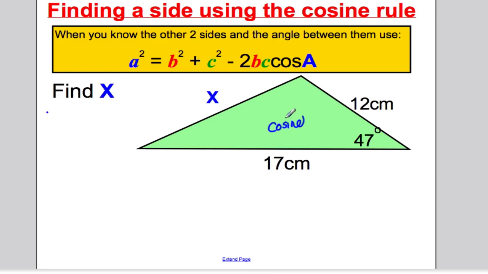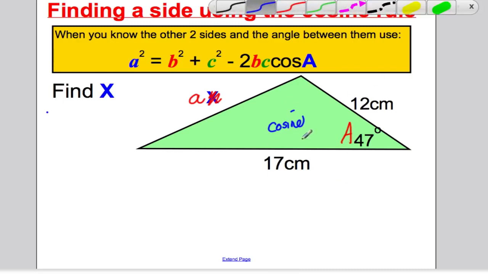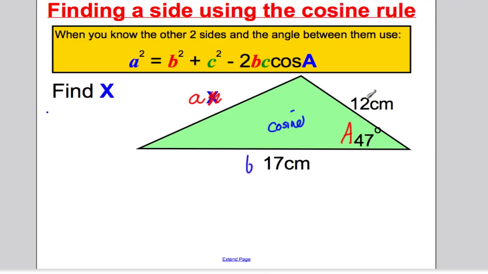It has to be. Now, you always label the side you're trying to find little a. I don't care if they call it X, Y, Z, B, Jim, or whatever, you call it little a. And that helps you label the rest of your triangle. The angle opposite is therefore big A. And the two other sides, it doesn't matter what you call them. That could be B, that could be C, or the other way around. It doesn't matter. And you substitute into the formula given in the formula booklet.